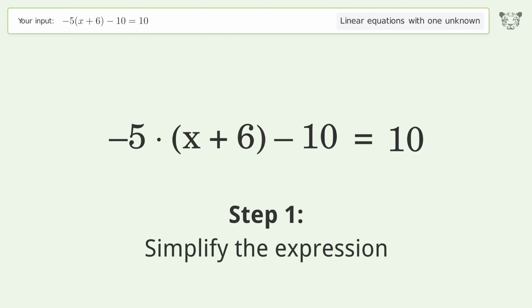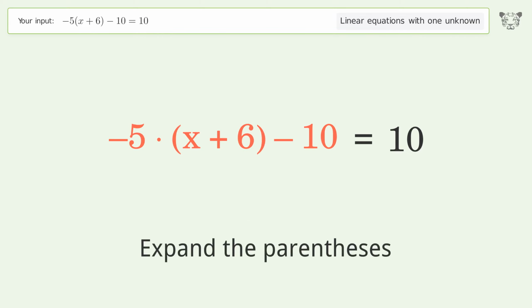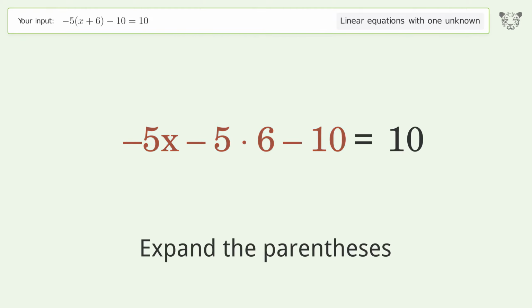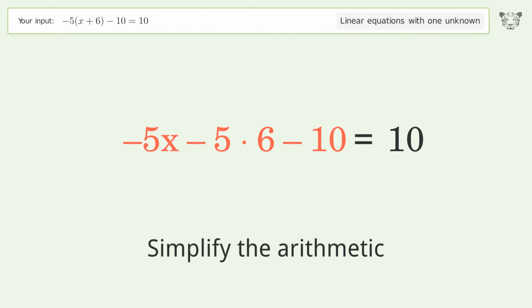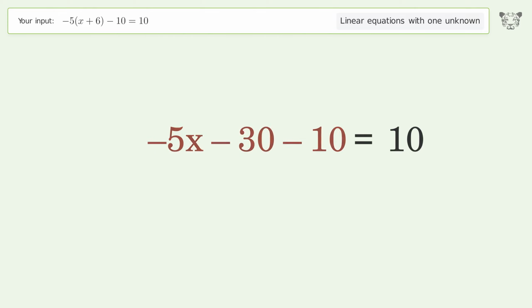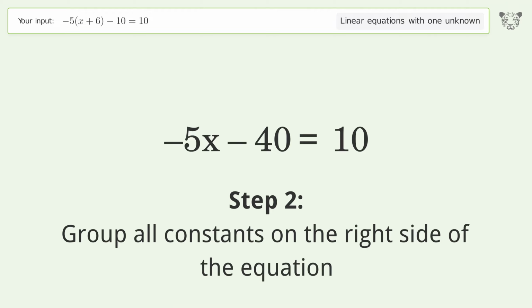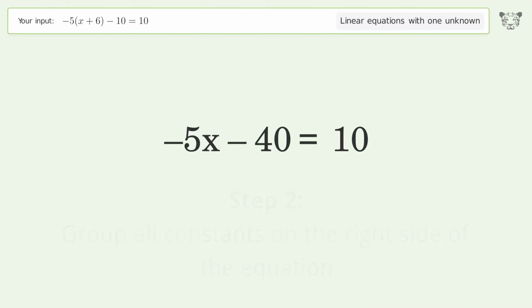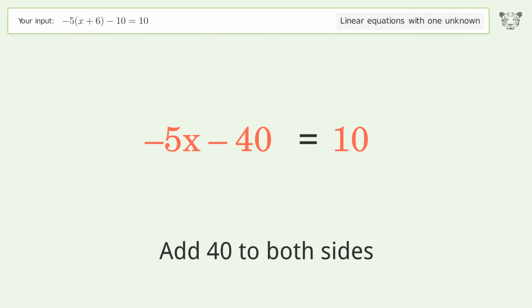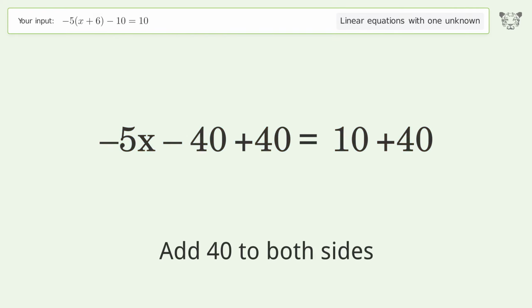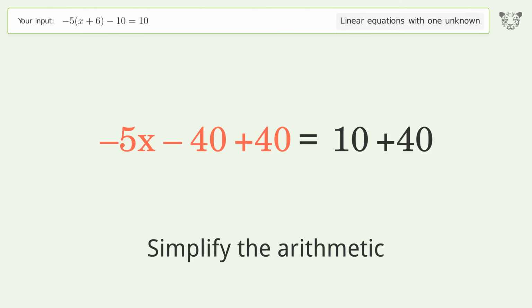Simplify the expression. Expand the parentheses. Simplify the arithmetic. Group all constants on the right side of the equation. Add 40 to both sides. Simplify the arithmetic.